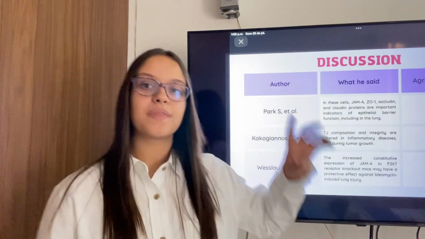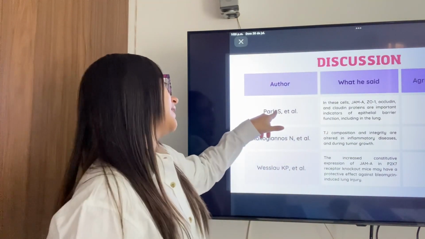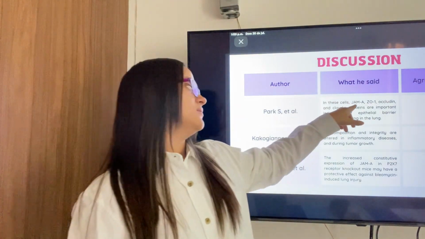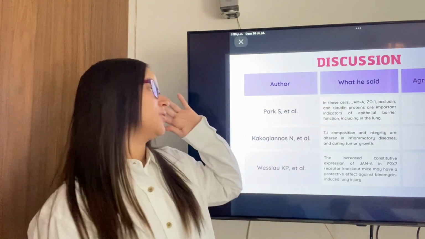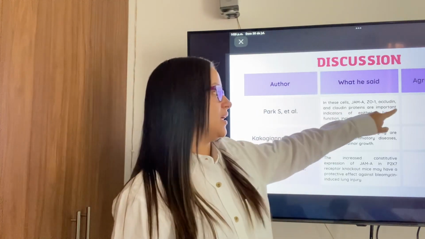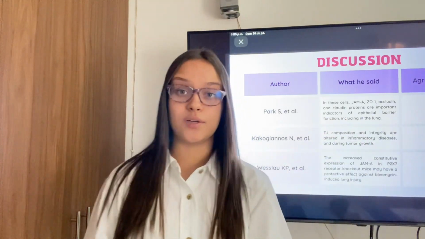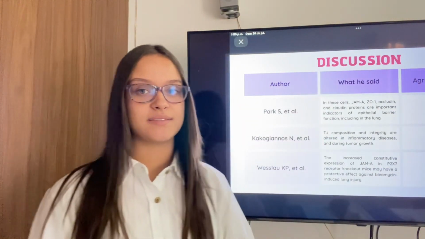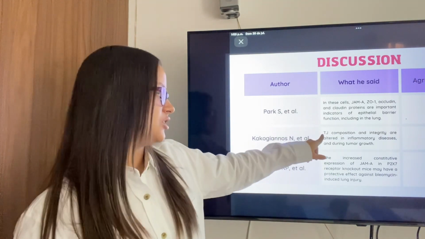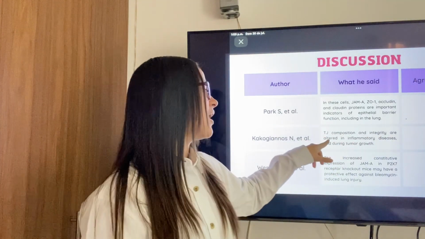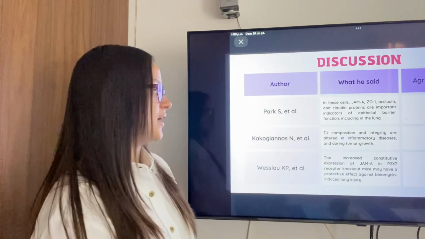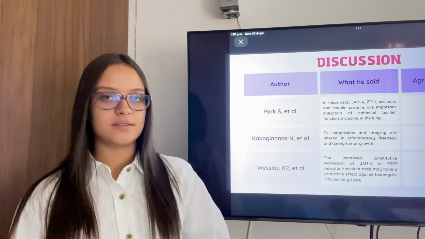Discussion. So, the first author, Bar S et al., said that in these cells, gene A, claudin, occludin and clotting proteins are an important indication of epithelial barrier function included in the lung. They agree with that. Kakogianos et al. said TJ composition and integrity are altered in inflammatory disease and during tumor growth. They agree with that too.